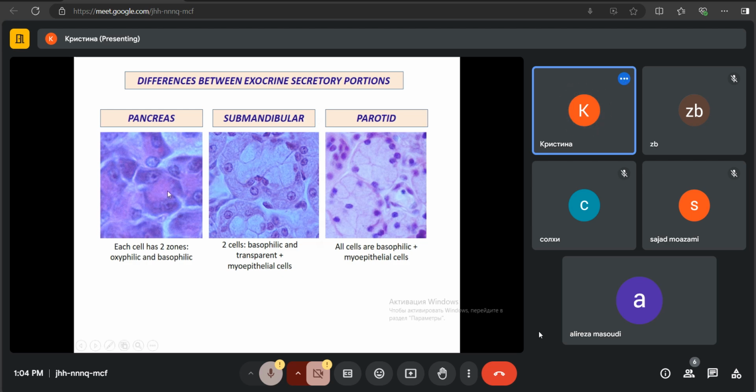So, in both cases, we have two colors in secretory portion, but in pancreas, two colors are in the same cell. In submandibular secretory portion, we have two different cells with different colors, serocyte and mucocyte. In parotid gland, all secretory cells are of the same color, because here we have only one secretory cell type, which is serocyte. It is equally stained basophilic, and also myoepithelial cells are present here.